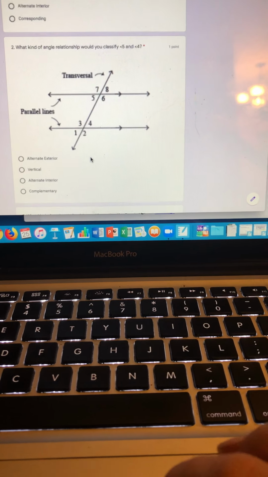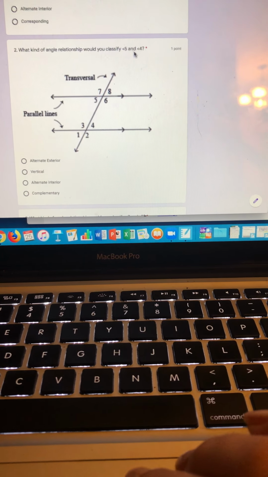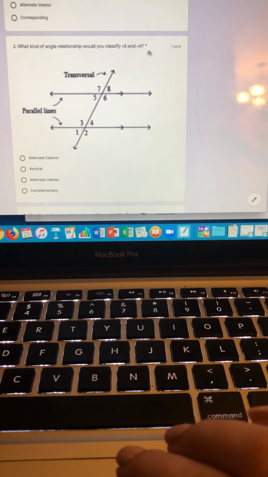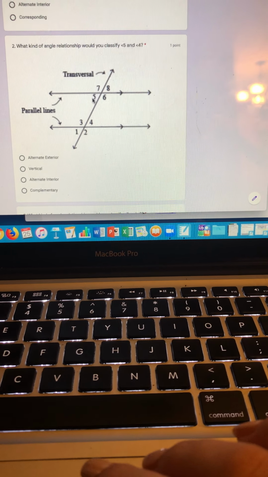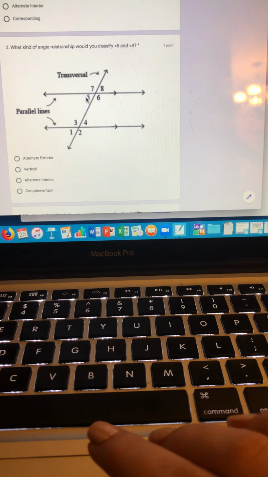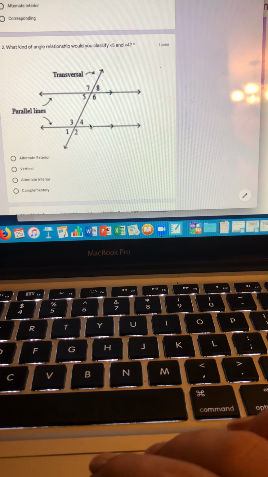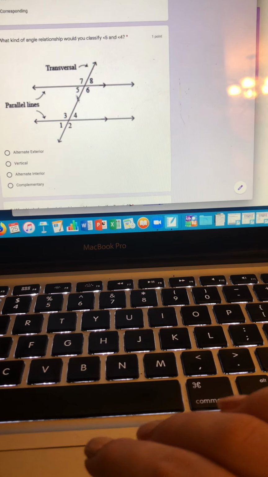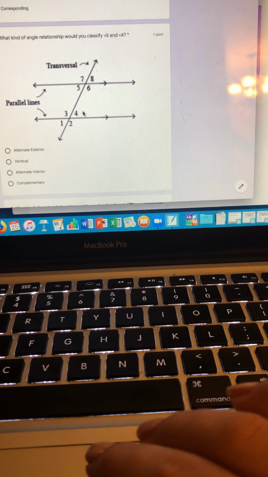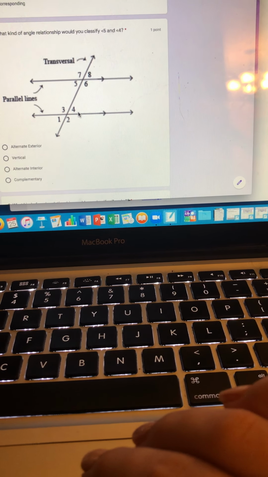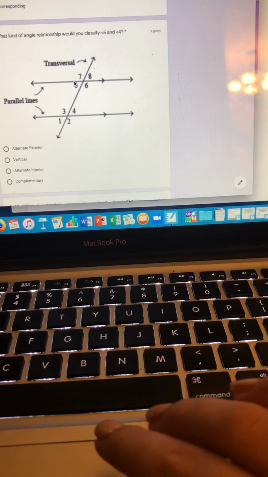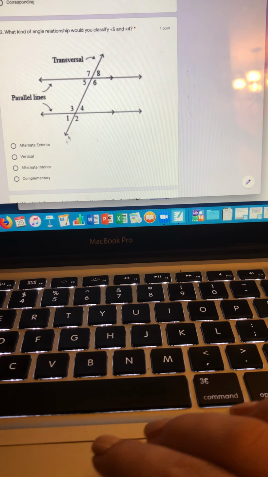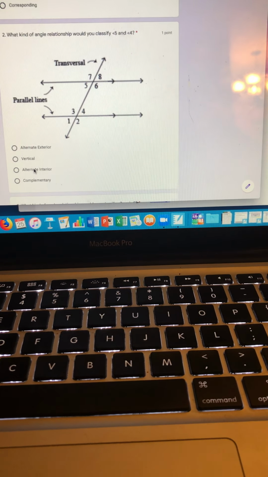And then you just keep going through and see if you could do it. Let's see. Classify the relationship between angle 5 and 4. So let's look at angle 5. It's inside, it's interior. Angle 4 is also interior. They're on opposite sides of the transversal, okay? And they're non-adjacent. So these look like they would be alternate interior to me. So that would be this answer right here.